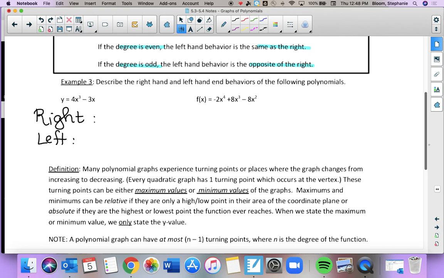And I almost always start with the right because the left is based on what the right did. So right-hand side is leading coefficient. So what is our leading coefficient in this case? A 4. It's positive. So what does that mean right is approaching? Positive infinity. Or you could say rise. Is this an even or odd degree? It's odd. So left-hand side, is it doing the same or is it doing the opposite? Opposite. So that's going to be negative infinity, or you could say fall.